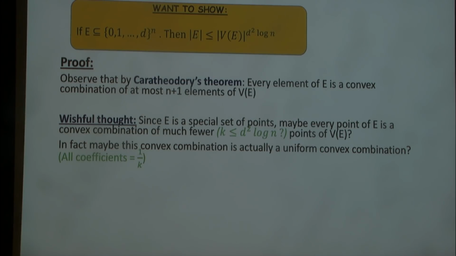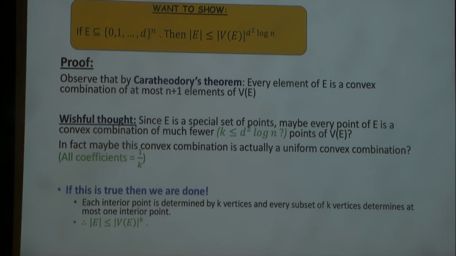Maybe every interior point is actually a uniform convex combination of much fewer points. If this is true, then we're done. There are statements about near uniform combinations. So you should have been working with us on this, and then we wouldn't have been stuck for so long. Yeah, so this is a visual thought, and if this was true, then we would have been done.